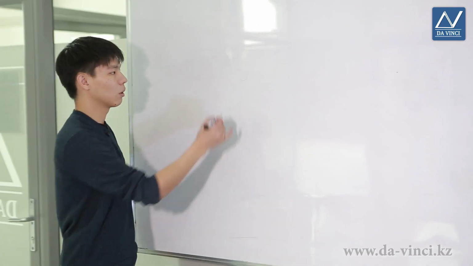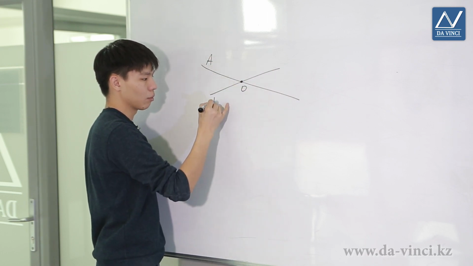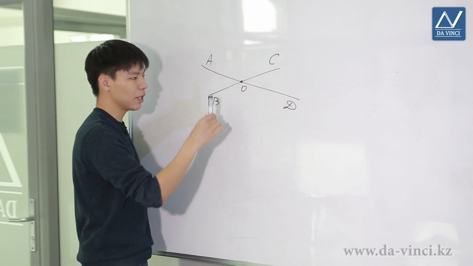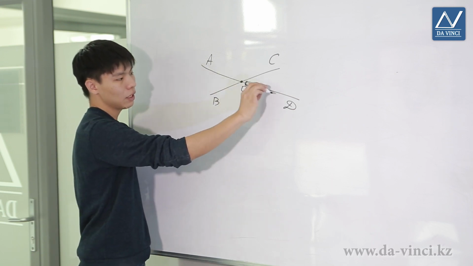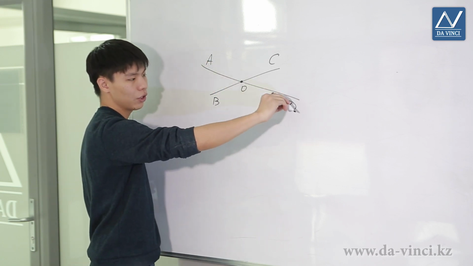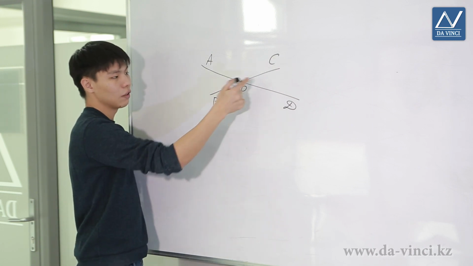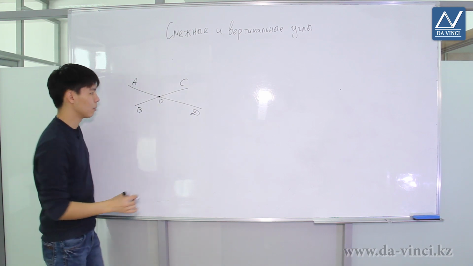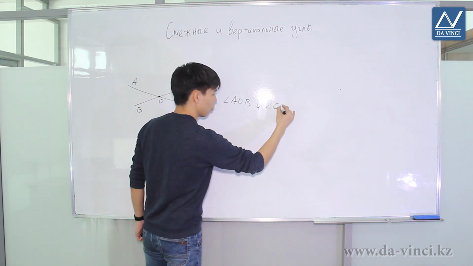Now let's consider these two angles. Let's suppose we have an angle AOB and an angle COD. What is remarkable is that the continuation of the side of one angle is the continuation of the sides of the other angle. That is, the sides AO and OD are a continuation of each other. Sides BO and OC are also a continuation of each other. So two angles, sides of which are a continuation of each other, are called vertical. That is, the angle AOB and the angle COD are vertical.